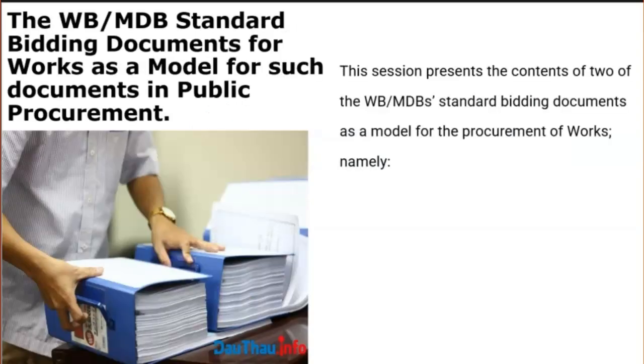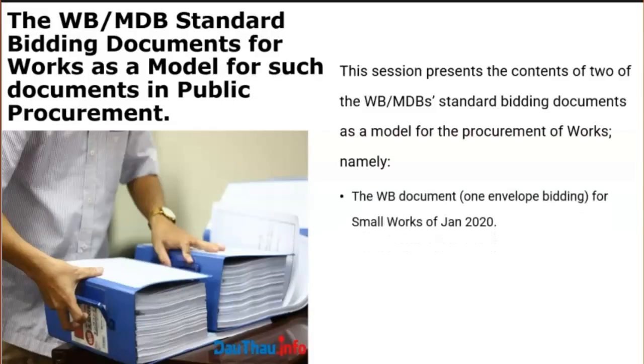Let's look at the World Bank Standard Bidding Document for Works as a model for such documents in public procurement. This section presents the content of two of the World Bank Standard Bidding Documents as a model for the procurement of works, namely the World Bank Document 1 Envelope Bidding for small works of January 2020 for contracts estimated to cost under $10 million.